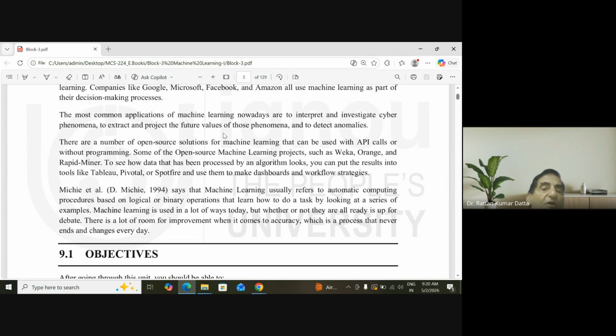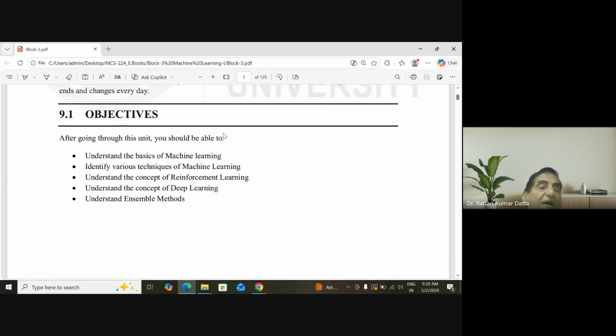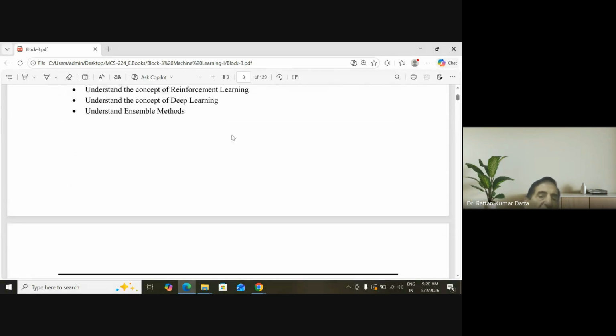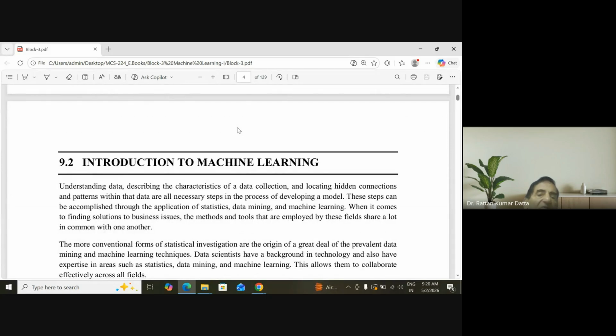So let's go to the objective. The objective is to understand the basics of machine learning, identify various techniques of machine learning, understand the concept of reinforcement learning, understand the concept of deep learning, and then ensemble. Ensemble means combining a number of models for a task. So, introduction to machine learning.